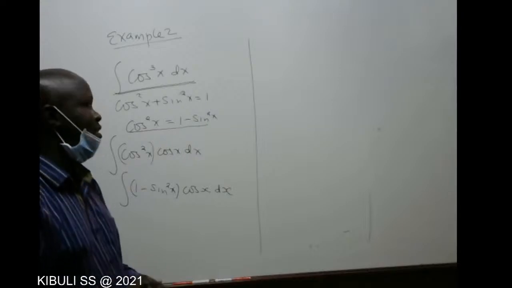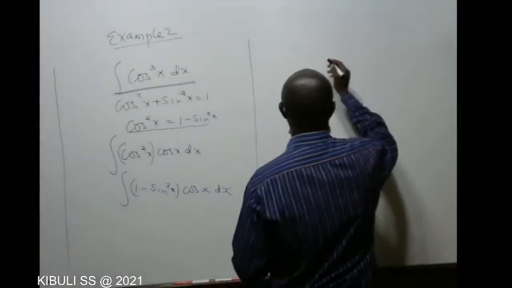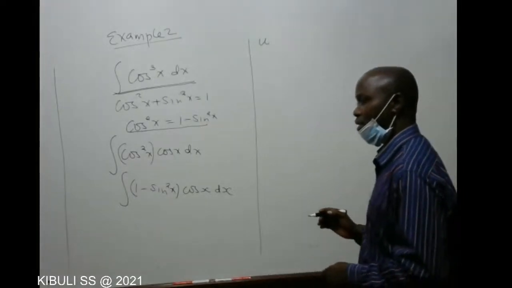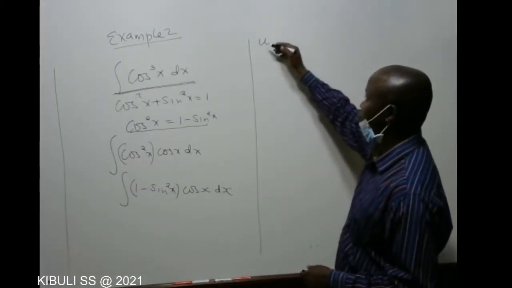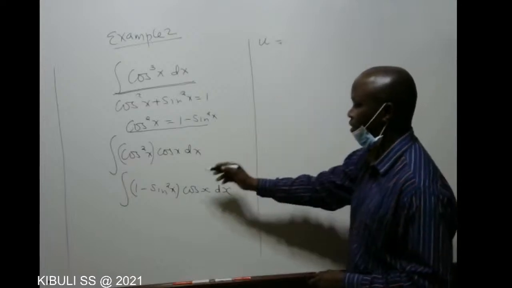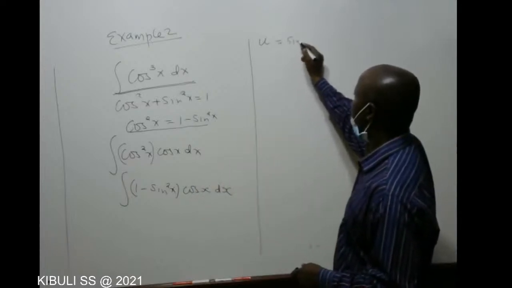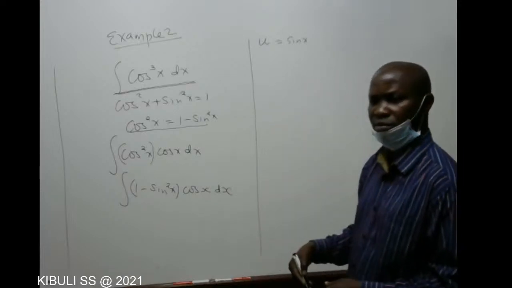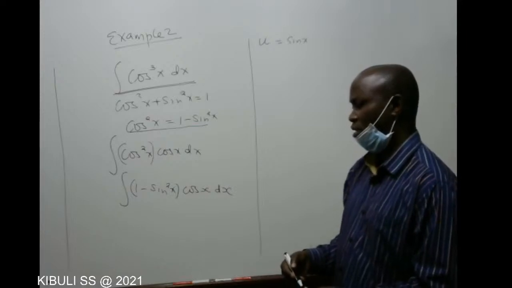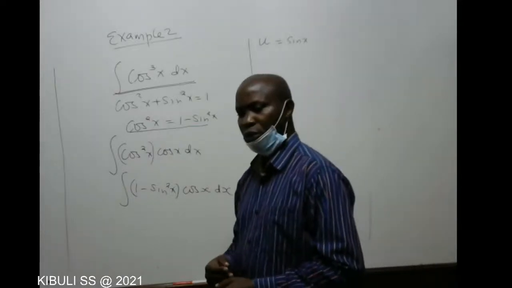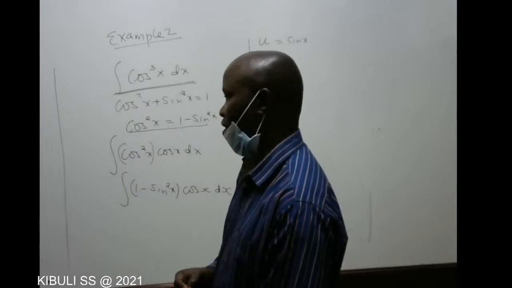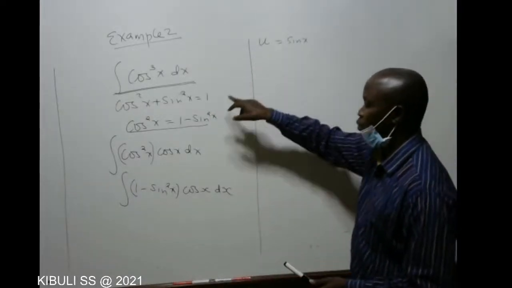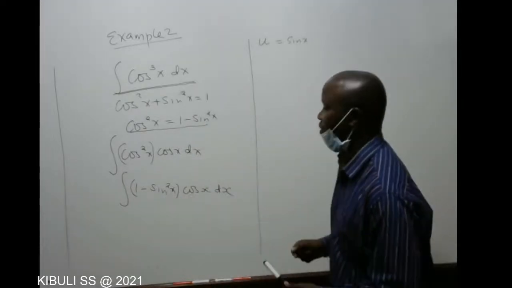So our substitution must go in for the function. I'm saying let us have this letter u be equal to the function. And what is it? It's sin x. Why sin x? Because sin x has the highest power. So it's the function. What is substituted for is the function, not the derivative. So our u will equal sin x.